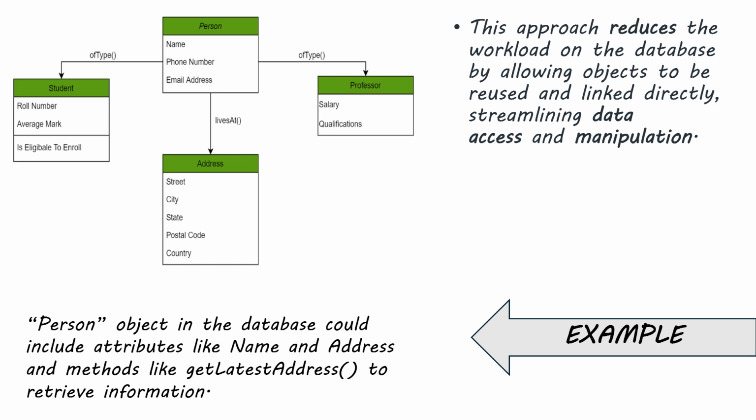Say, for example, person is an object. For instance, the person object in the database will include attributes like name, phone number, email address. And there are some methods associated with it, that is get latest address. So now when you call get latest address, you will go to the latest address and fetch the address.